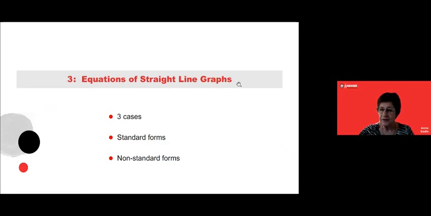Equations of straight line graphs, we will be looking at 3 cases, because I think that learners are inclined to just know the straight line graph has the equation y equals mx plus c, and beyond that, there is no further knowledge on the straight line graph equations. And I feel very strongly that this is a wonderful opportunity for learners to really expand their comfort in straight line graphs, but actually in graphs in general. So I will really focus on this area in a little while.